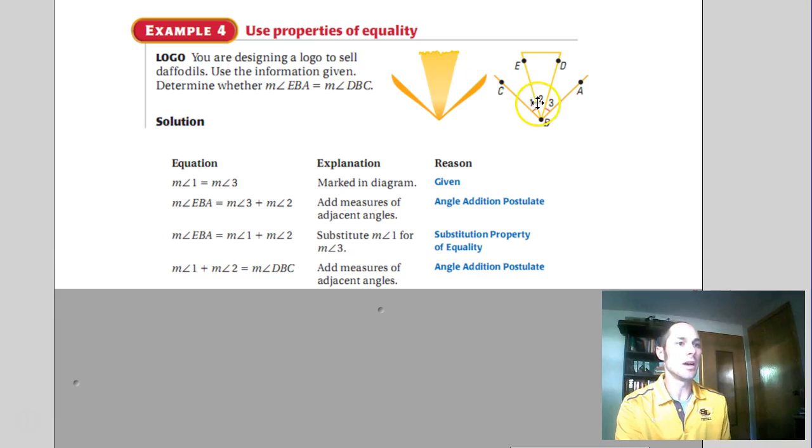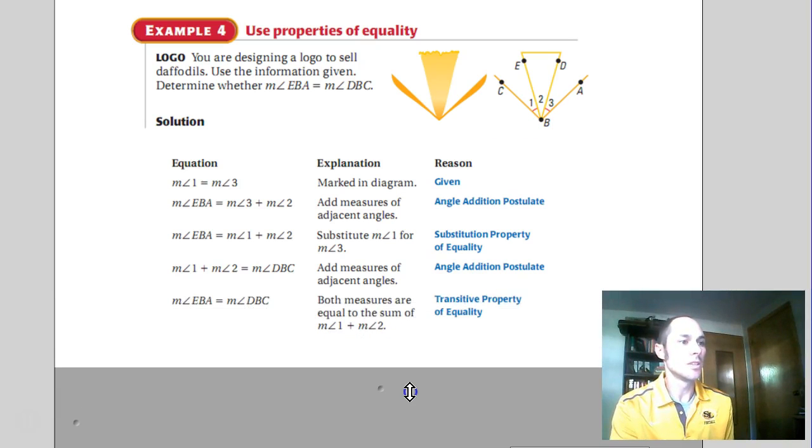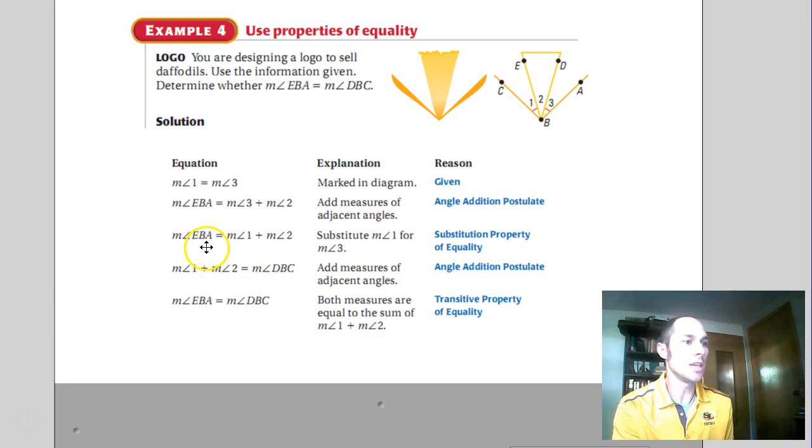Next, we can say that 1 plus 2 equals angle DBC because that's the angle addition postulate once again. We're trying to show that these two bigger angles are equal, so we need to show that they're made up of the same smaller angle measurements. So now, since we've shown that angle EBA is equal to 1 plus 2, and DBC is equal to 1 plus 2, they're both equal to measure of 1 plus 2, so they have to be the same by the transitive property. The first one's equal to the second, the second's equal to the third, so they have to be the same.